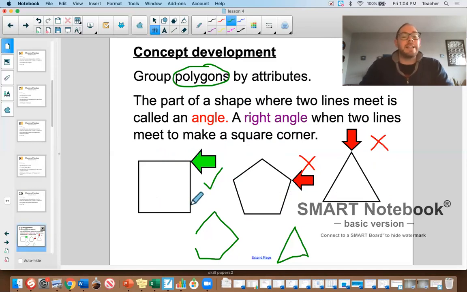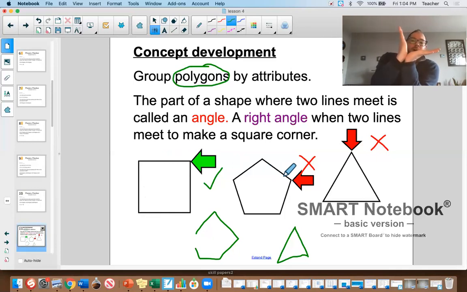So I drew a square over here. This is a right angle, this is a right angle, this is a right angle, and this is a right angle. But on this, is this angle like a square's corner? No, it's not. It's way too big. The lines go like that instead of being nice and straight like that.